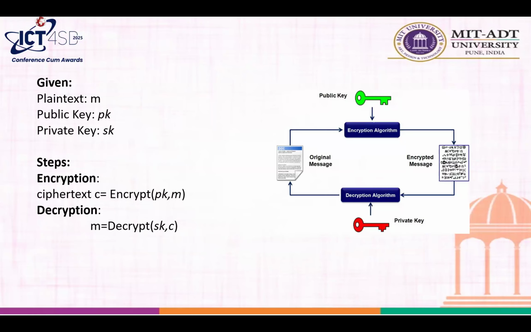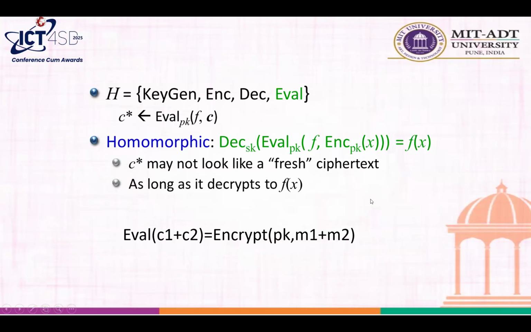So how is it done? First we'll go through how encryption and decryption work in the traditional method, which is going on right now. We have plain text, a public key and a private key. The encryption produces a ciphertext, and then we have decryption. What happens in homomorphic encryption?